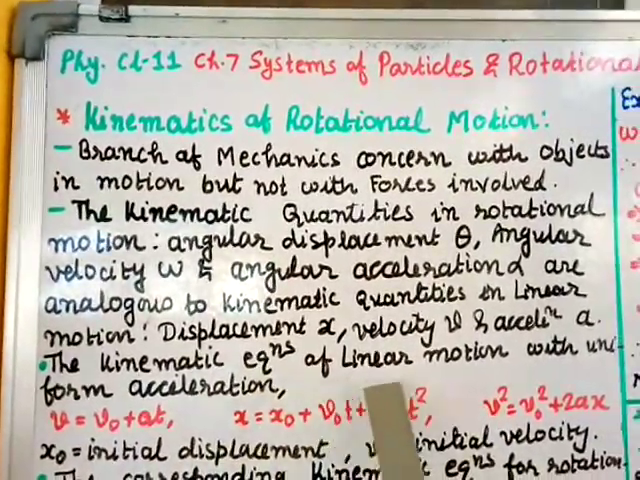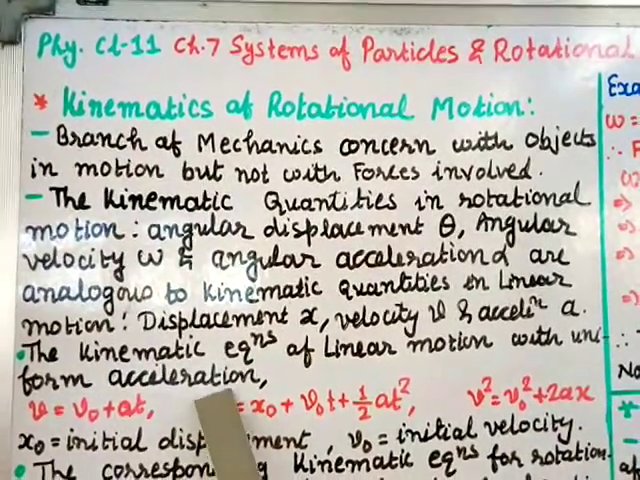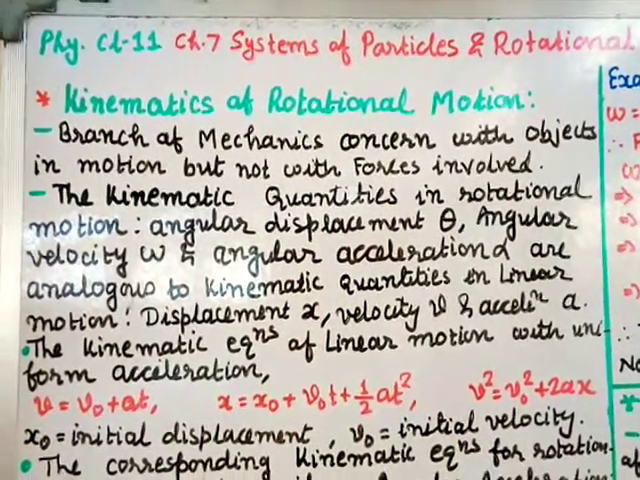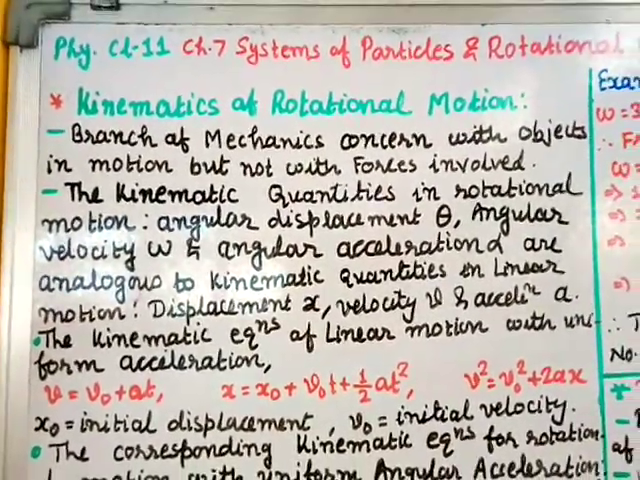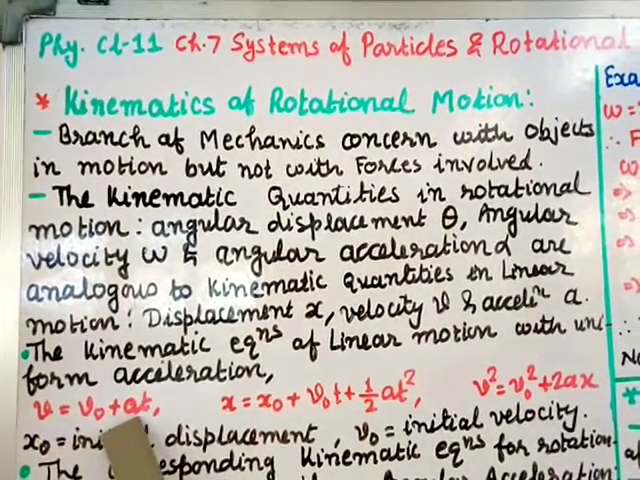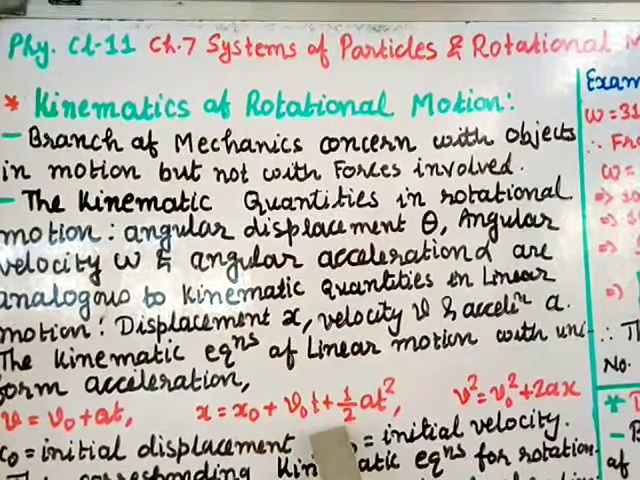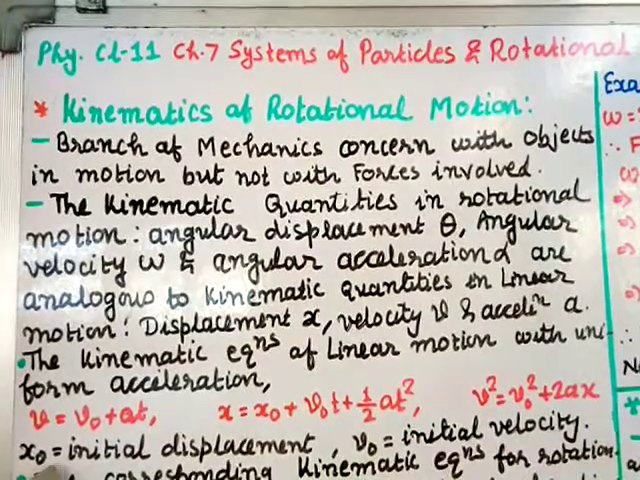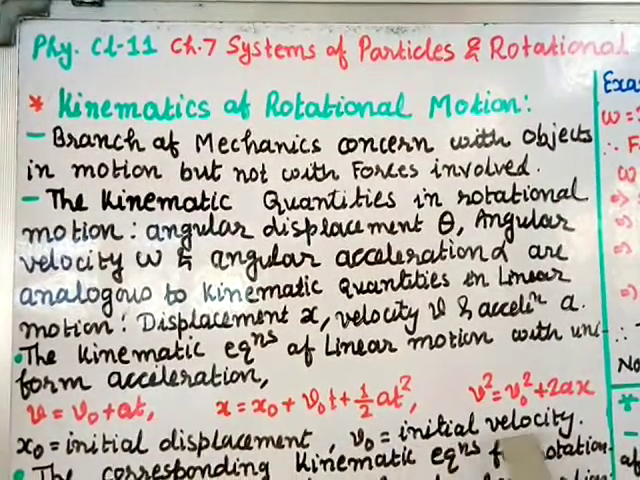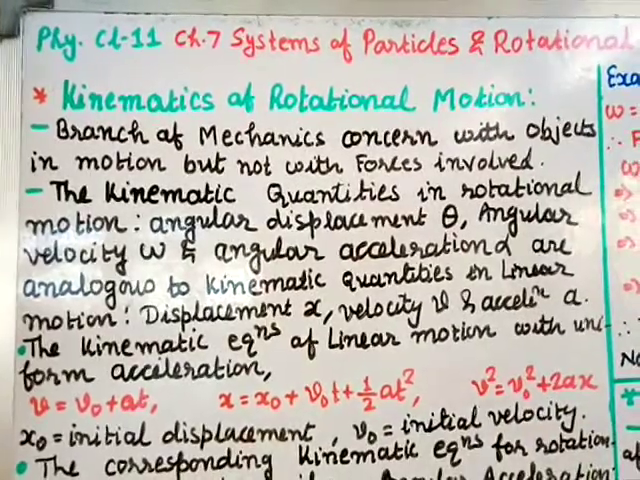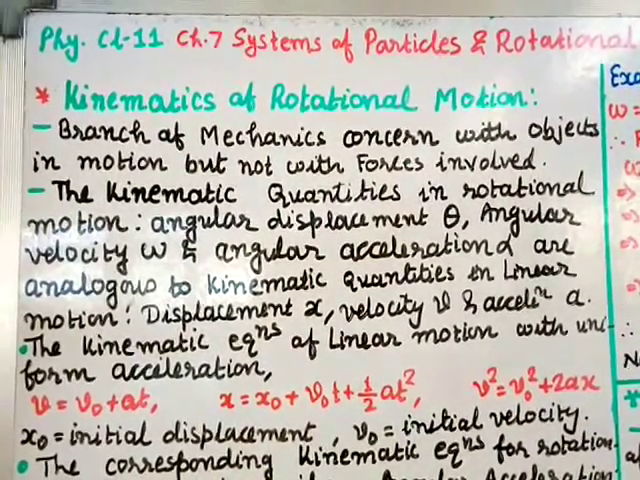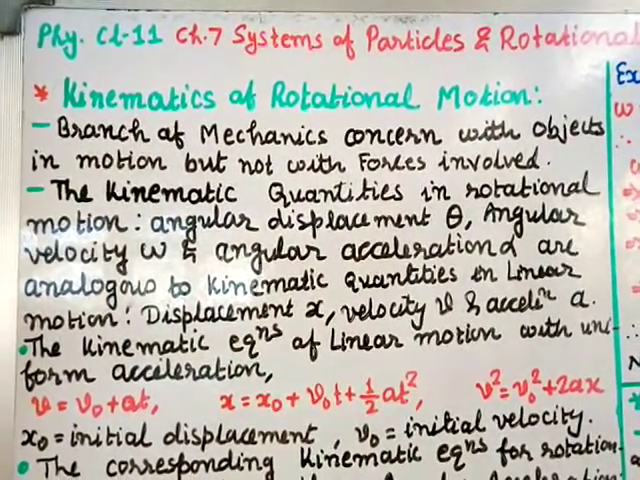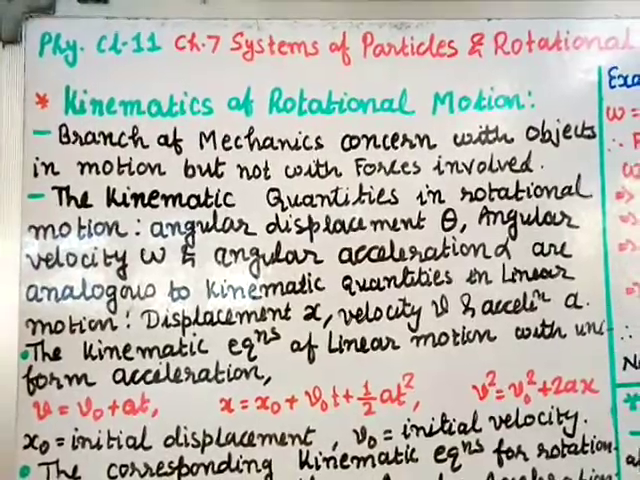Now the kinematic equations of linear motion with uniform acceleration. We have studied the three equations: v is equal to v naught plus at, x is equal to x naught plus v naught t plus 1 by 2 at square, and v square equal to v naught square plus 2a(x minus x naught), where x naught is the initial displacement and v naught is the initial velocity. These are the kinematic equations of linear motion when acceleration is constant or uniform.